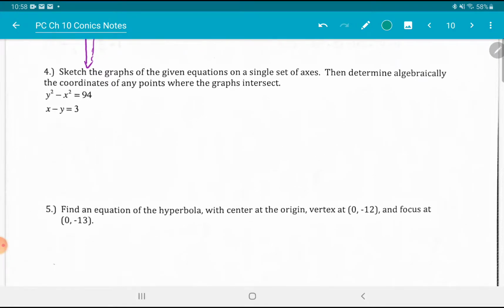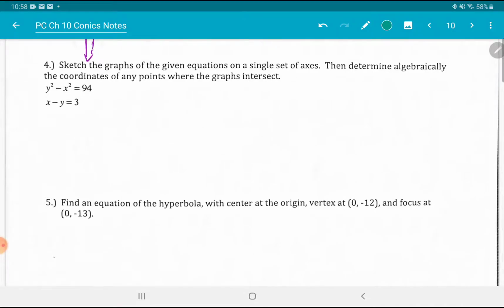Sketch the graphs, and then determine algebraically where they intersect. All right, let's do our hyperbola in green. y squared minus x squared equals 94. What does that mean? Divide both sides by 94. So y squared over 94 minus x squared over 94 equals 1. What is the square root of 94? Because we really want that as an a or b value. The square root of 94 is about 9.695. Okay, so pretty close to 10, just slightly less than 10.